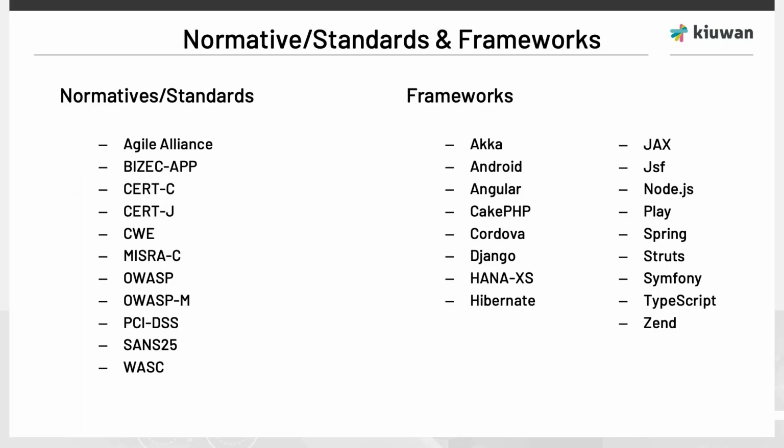Kiuwan allows you to scan your code and check for security and quality issues. We are aware of some 33 plus languages, and we scan your code with respect to standards and frameworks like these. That's roughly 12 or 13 standards and some 25, I think it is, frameworks that we check for in your code, or that we have rules that check for patterns as defined in these languages.